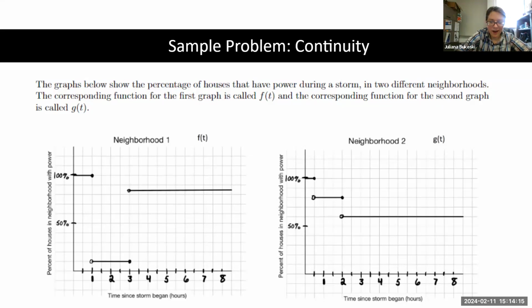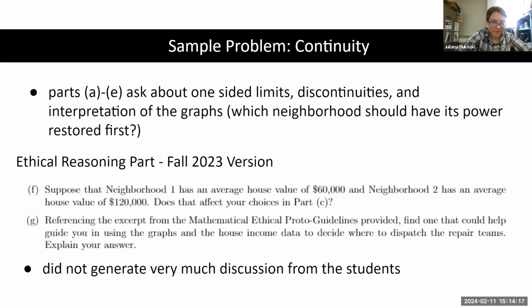And so we added in, so here's the version that I used last semester, was to try to add in something that would get at the discrimination part of the guideline to avoid discrimination, which is to include a housing value in the two neighborhoods, where one neighborhood has a higher housing value, and ask, does that affect your choices?